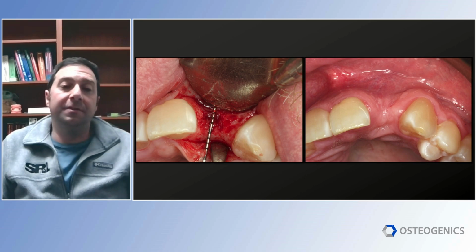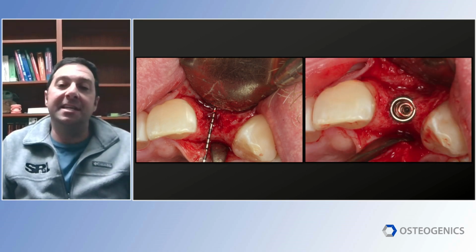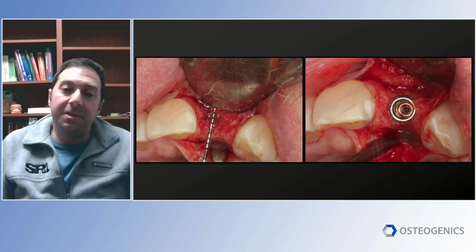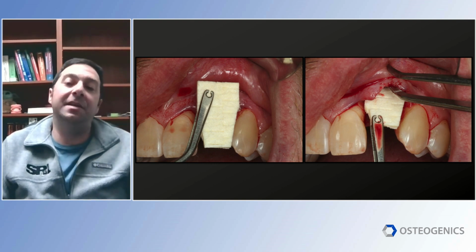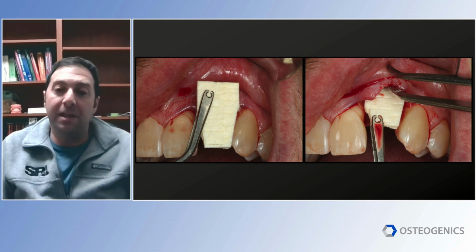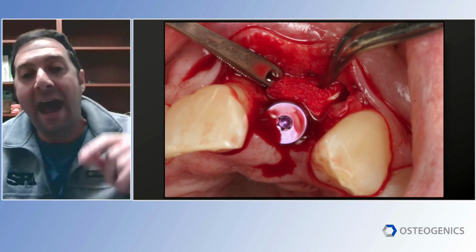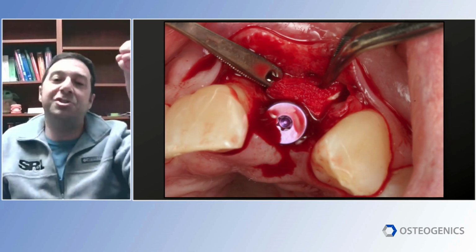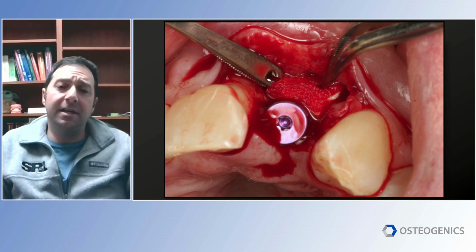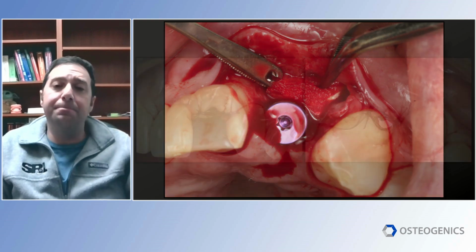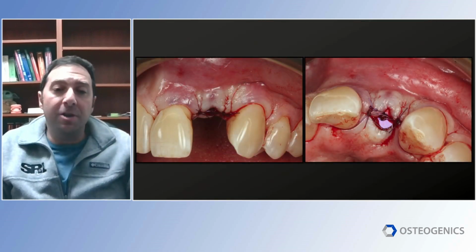So what do I do? I flap the area, we place the implant, and now I'm going to use Microderm to bulk the buccal, to get rid of that concavity. So I've trimmed my Microderm, I've created space for it under my flap on the buccal of the implant, and you can see, again, how quickly blood saturates the Microderm. So there's my Microderm on the buccal of the implant. I suture.